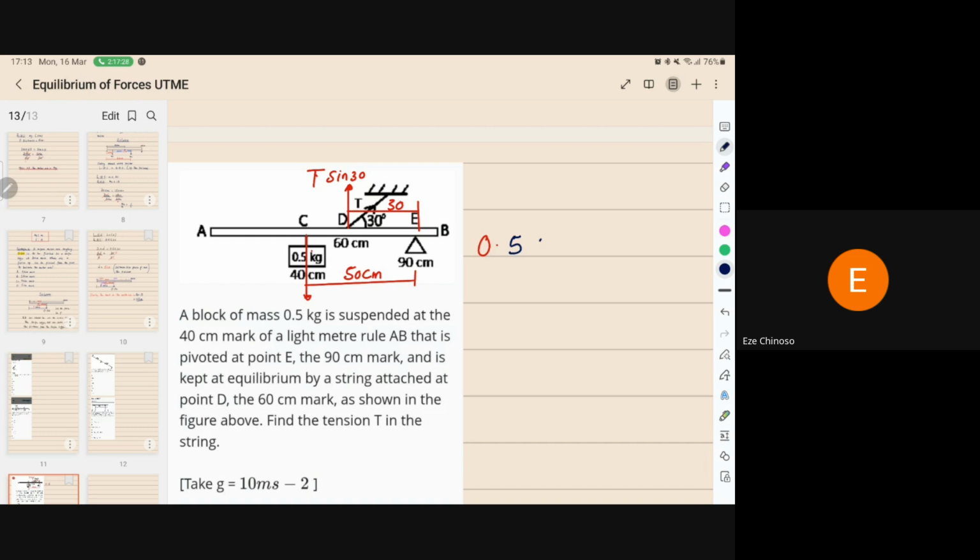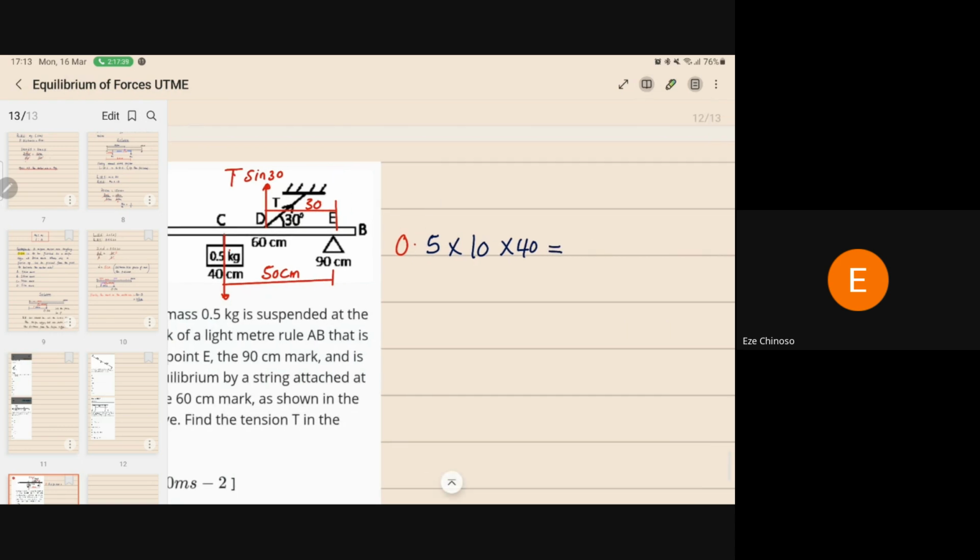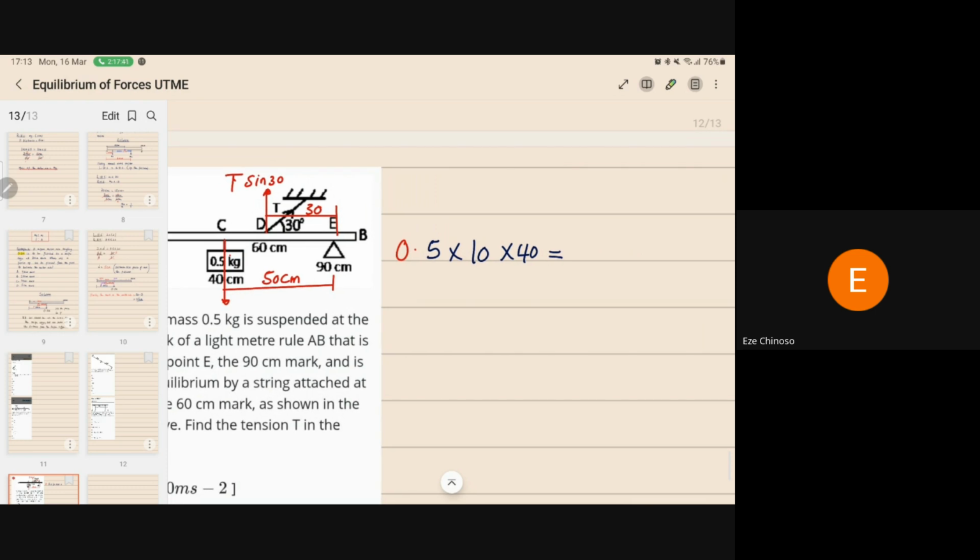Are we together? Multiply by 10 to convert it to Newton, times 40, is equal to, that's the left-hand side. That one is at the left. But I think both of them are at the left-hand side. Both are on the left-hand side. And that's where we are going to apply that moment stuff I taught you. So we're going to use clockwise and anti-clockwise at this point.